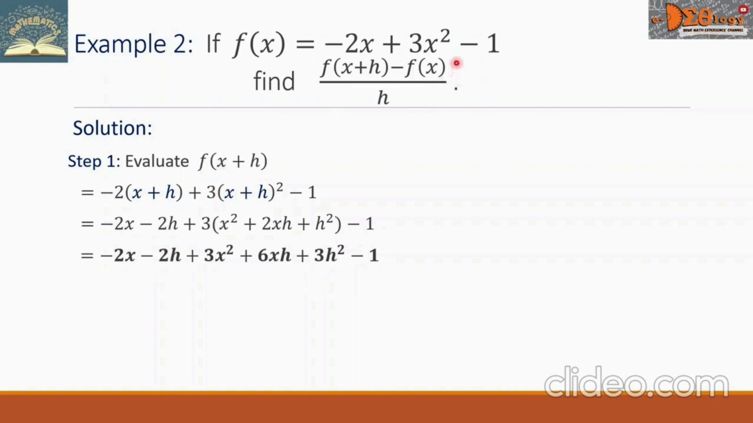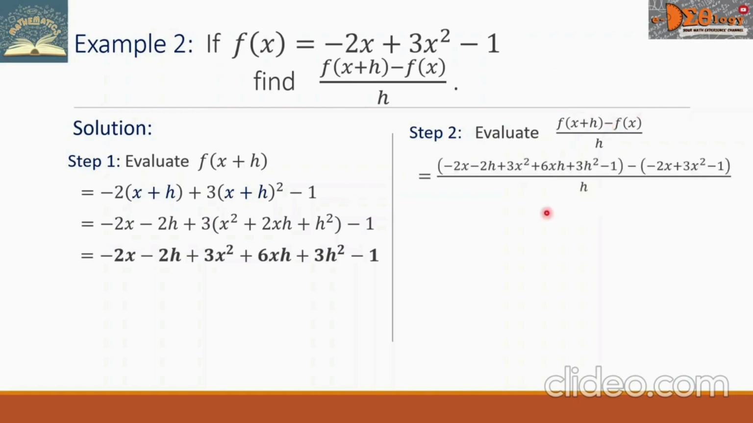Look at the second function here, f of x. There's no need to evaluate this because this is the given function of the problem. Therefore, we go to step 2. That is now to evaluate the difference quotient itself. Let us now substitute the values. The f of x plus h is the value from step 1, minus f of x, the given function. So it becomes like this, all over h. Let us simplify further.